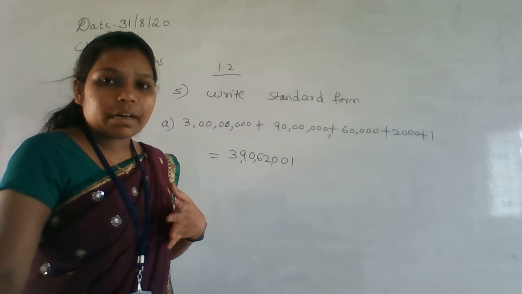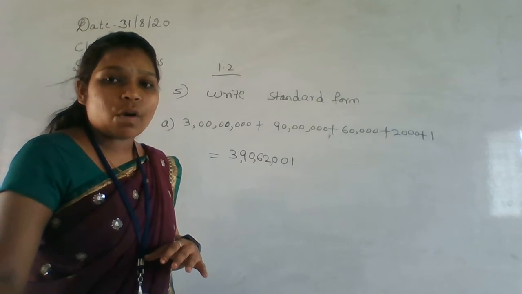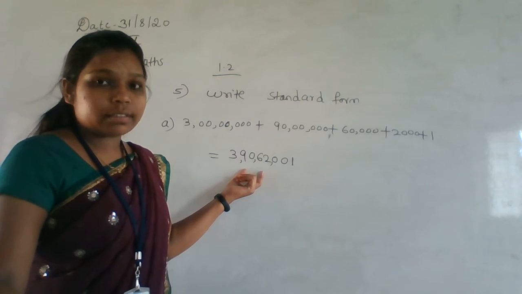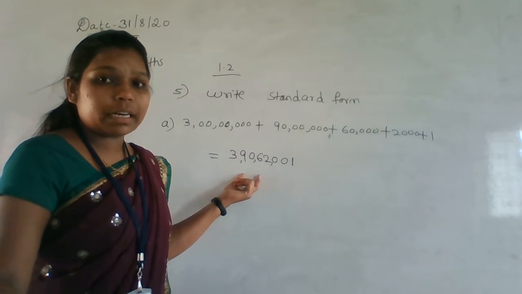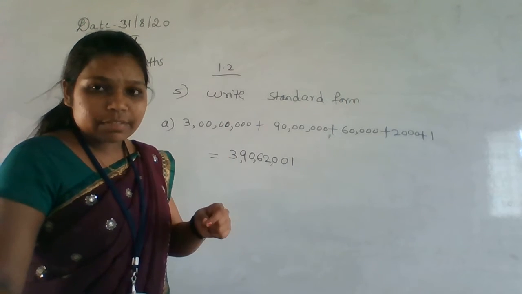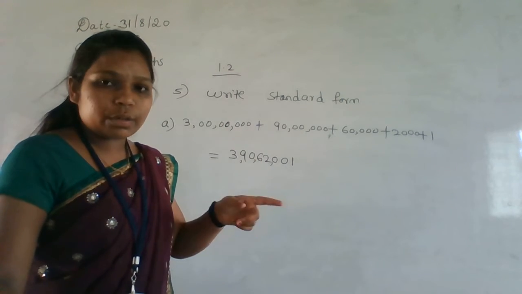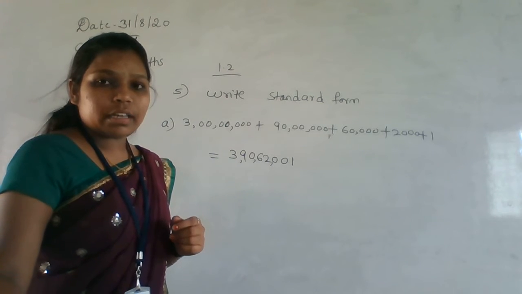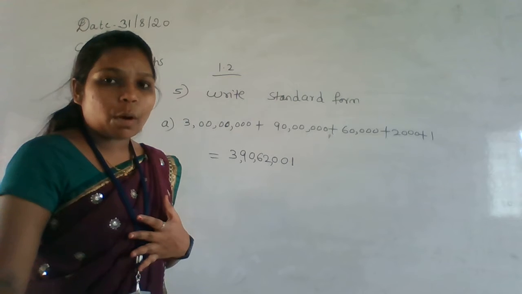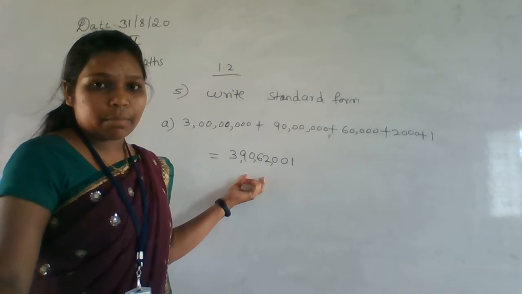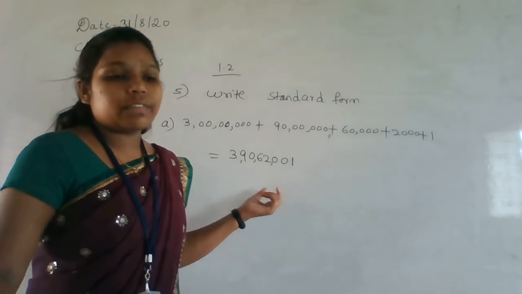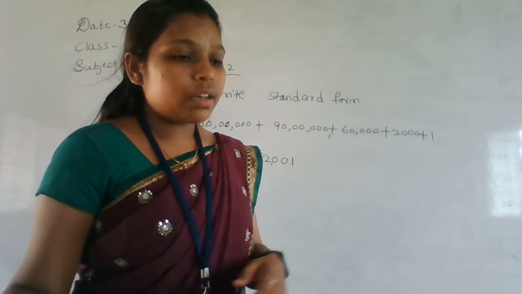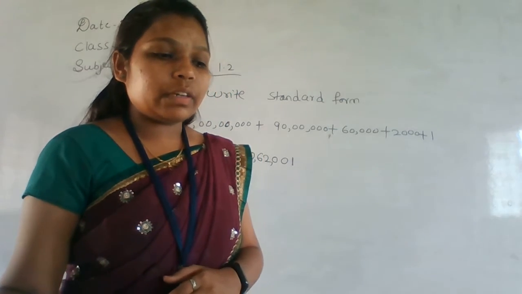So, if they give a number, it is easy to write the expanded form. But if they give an expanded form, then writing the number is a little bit difficult, because if you know the place value chart and the number of zeros for every place value, then you can write this number. If you don't know the place value chart properly, then you can't write this number. Okay, so that's why practice that place value chart and see it once more. Okay, so the next one is given.